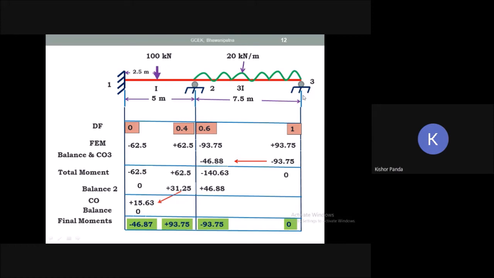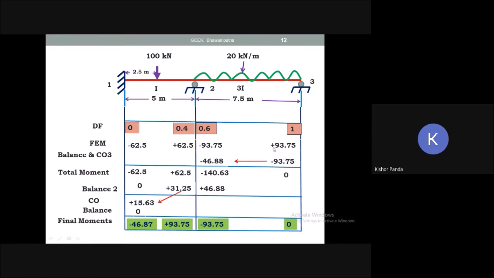So what do you have to do here? First you have to take the balancing of joint 3. So first you start from the simply supported end. First you balance that moment and take carryover to the other end of the member. So first you will start from joint 3. Balance and carryover of joint 3.